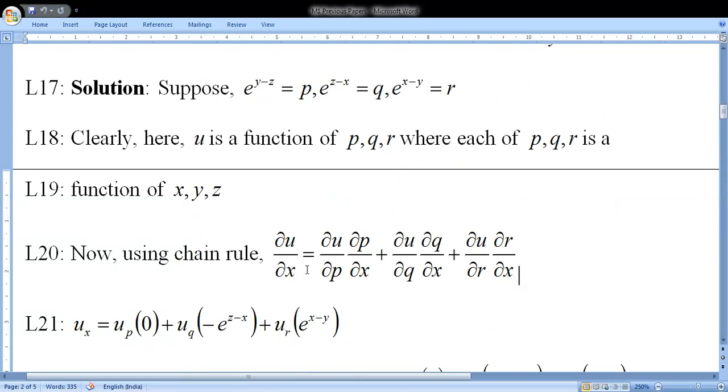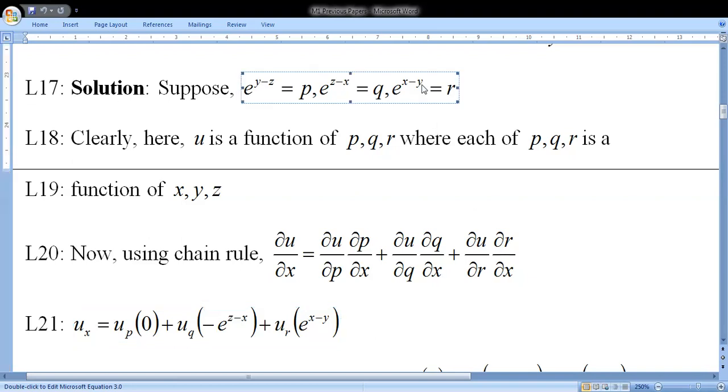Okay. Since dou u by dou x can be written as ux, and dou u by dou p can be written as up. Now, p is clear here. Then dou p by dou x. Since p is not containing x term, then dou p by dou x is 0. And dou q by dou x is derivative of e power z minus x is e power z minus x, and the internal derivative for z it is 0, for x it is minus 1, so it is minus of e power z minus x.